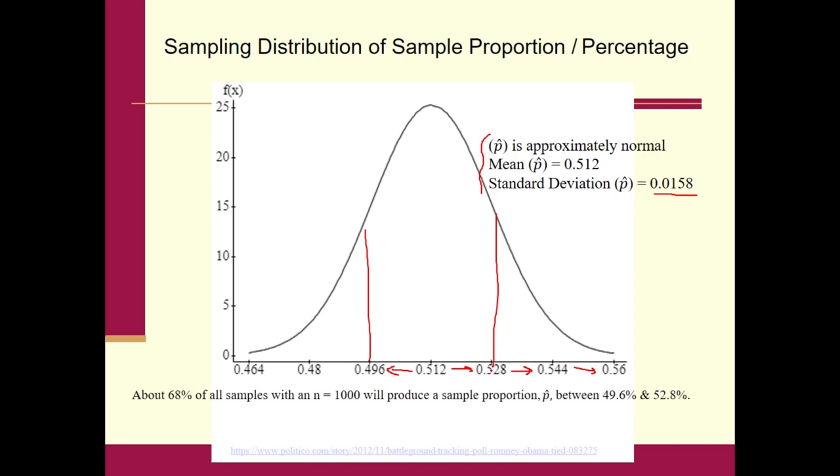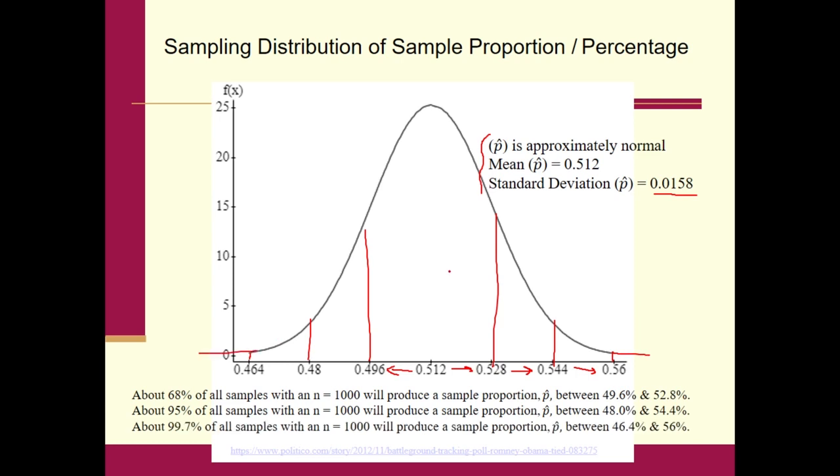Sound redundant? Yeah, because hopefully you're getting it by now. So if we drew a line here, and a line here, what percentage of all the samples will produce a P hat between those 2 points? 95%, right? And then we draw this line here, and a line here. Technically, this graph is going further out. So what percentage of the data is between those 2 points? 99.7%. So 99.7% of all the samples will produce a P hat between those 2 points.